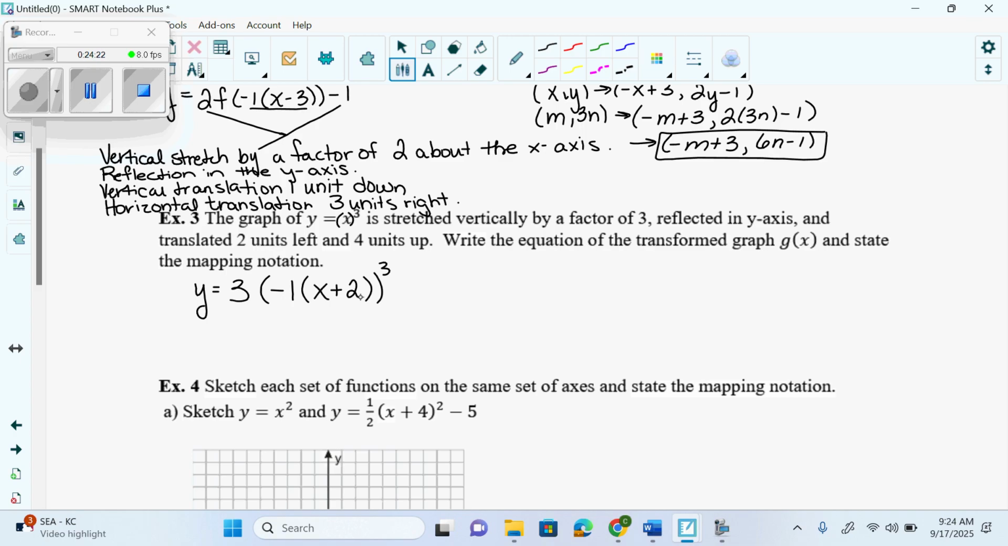So it's bad. When you do x's and x's only, whether it's a stretch or reflection, put it in front and then open a bracket to put in your translation. But only for x's. And then 4 up, plus 4. And then we need the mapping notation: xy becomes -x minus 2, 3y plus 4.